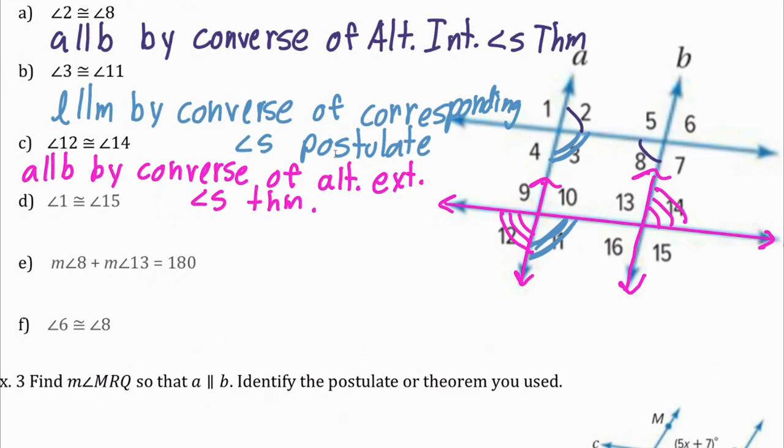Because they're on opposite sides of that transversal, and they're outside of those two sets of lines. Alrighty. Next set.